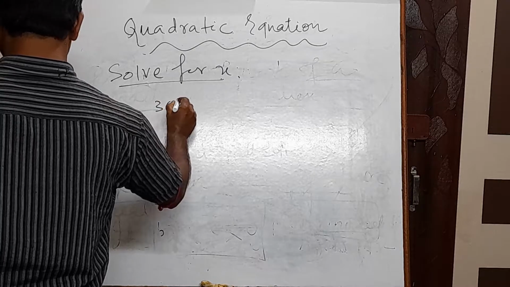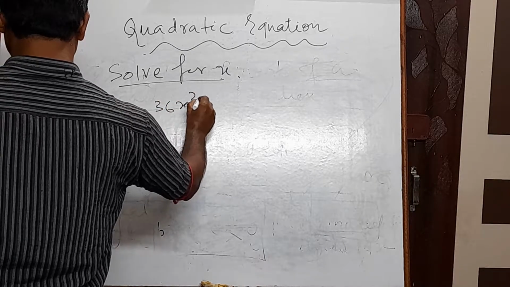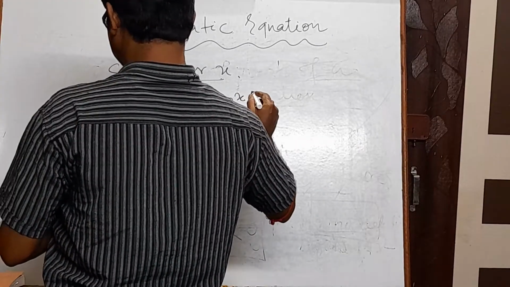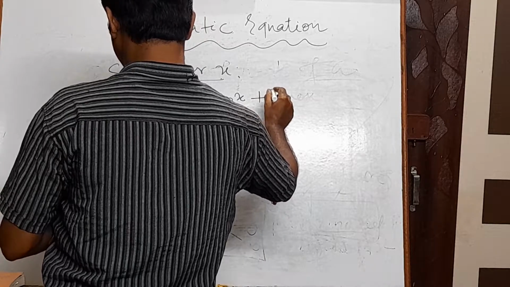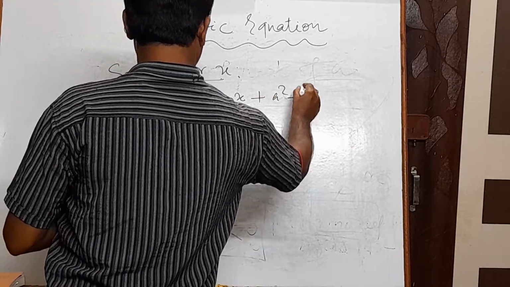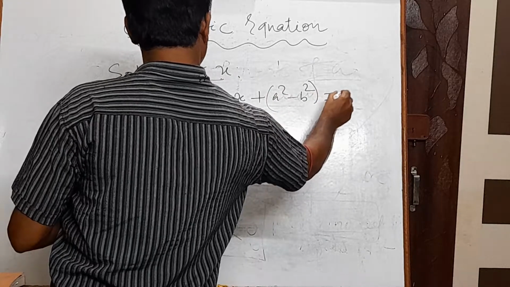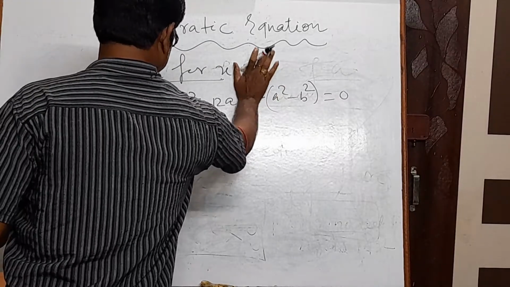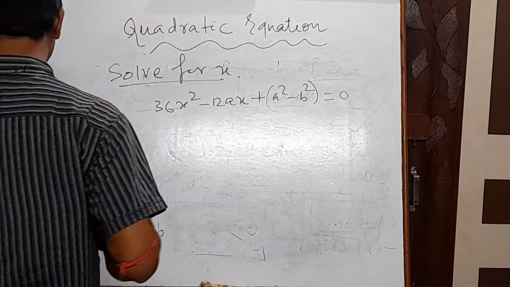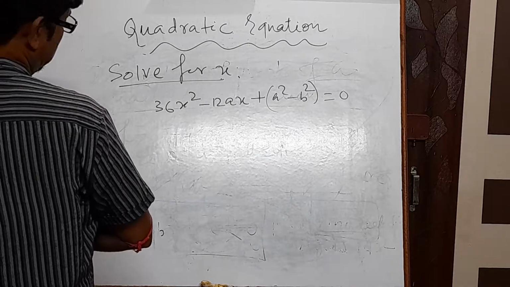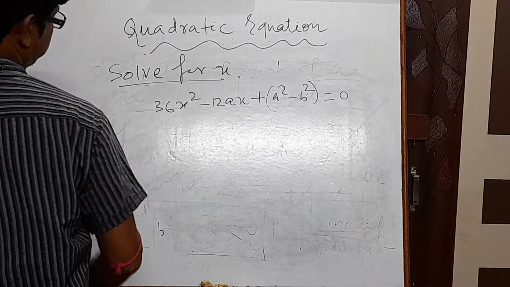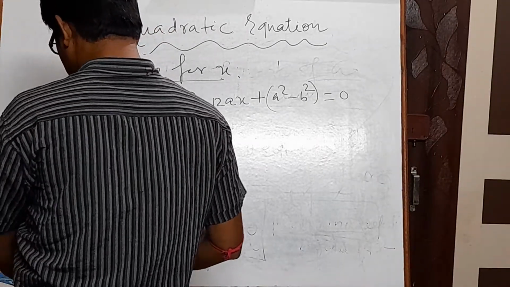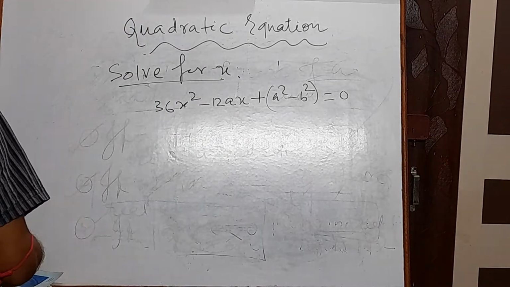The question is 36x square minus 12ax plus a square minus b square is equal to 0. How to solve this equation using that formula which we have just established?